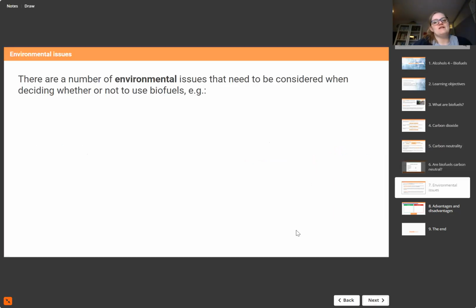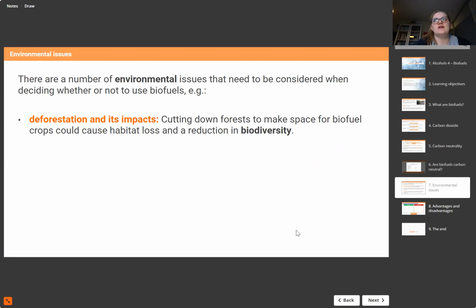So there's quite a few environmental issues that we have to consider when we decide whether to use biofuels or not. The first one is deforestation, its impact. So these crops need to be planted somewhere. And so what often happens is people go and cut down forests to make space for biofuel crops. Obviously that's going to offset that carbon neutrality as well, because we're cutting down loads of plants, possibly more that could take in more carbon dioxide through photosynthesis than the crops could, because it's a monoculture as well. So we've only got one type of crop growing there. So we're losing habitat, we're losing biodiversity in that process.